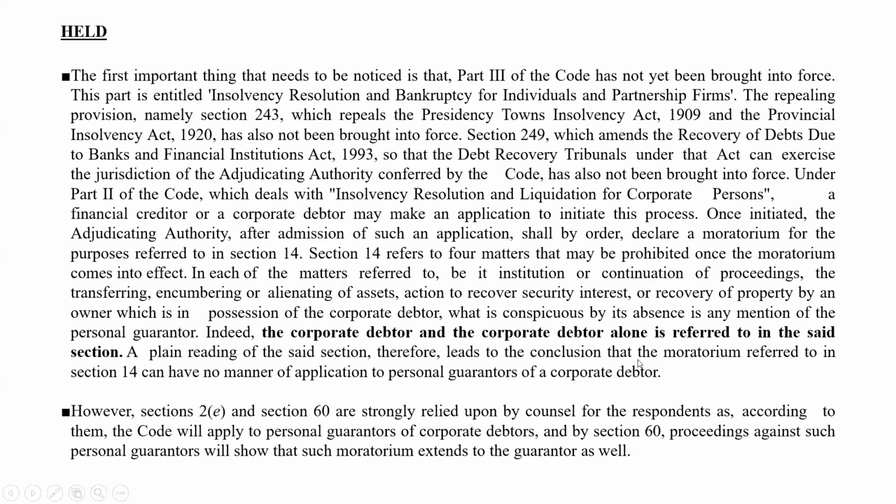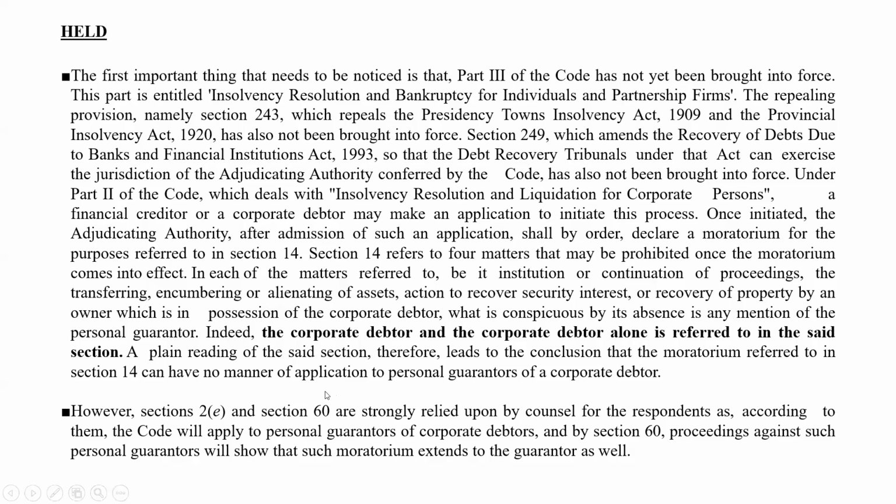So indeed, the corporate, but what is conspicuous by its absence is any mention of the personal guarantor. All these provisions are as against the corporate debtor. A plain reading of the said section therefore leads to the conclusion that the moratorium referred to in section 14 can have no manner of application to personal guarantors of a corporate debtor.